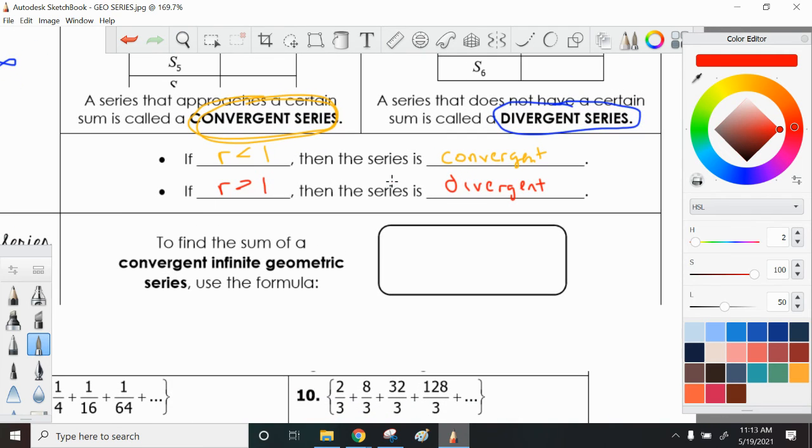Now, the sum of an infinite series. Sometimes you'll see a question like this. Tell me the sum of an infinite number. It's going to be a1 over 1 minus r. That's it.